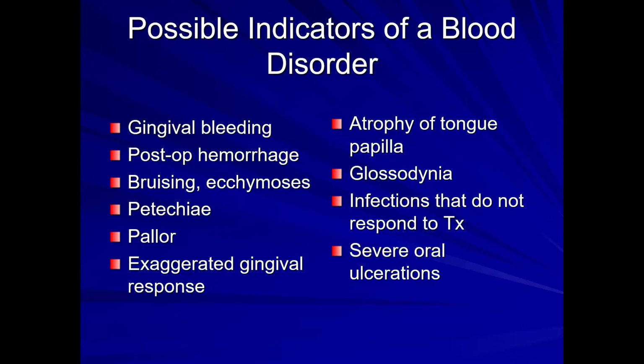The papillae may disappear, so atrophy of the tongue papillae, glossodinia, which is tongue pain, and infections that do not respond to treatment. So if they're not responding to treatment, is there more that's going on? And then we may also see severe oral ulcerations.